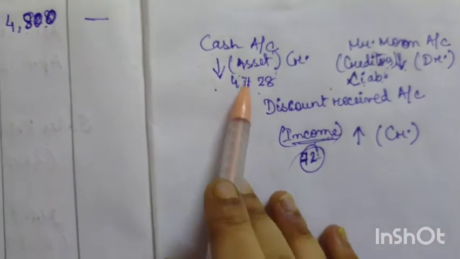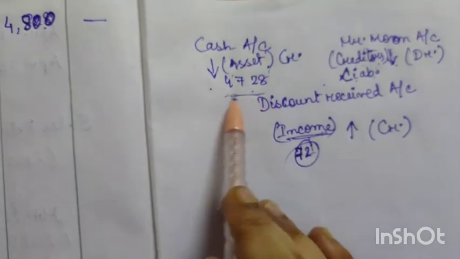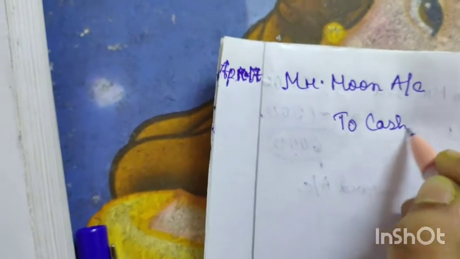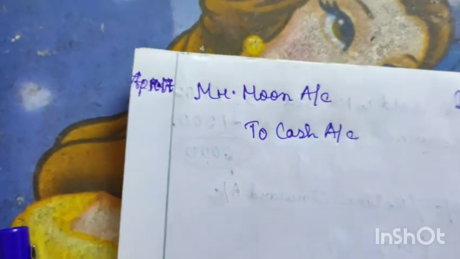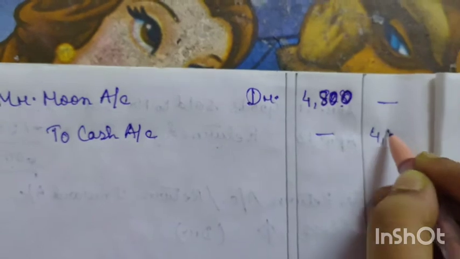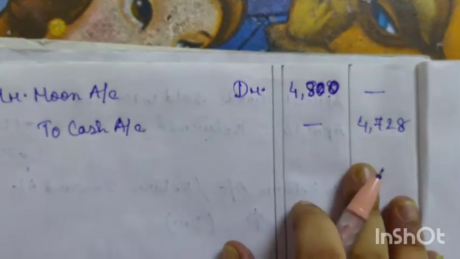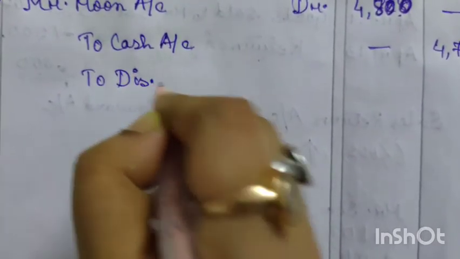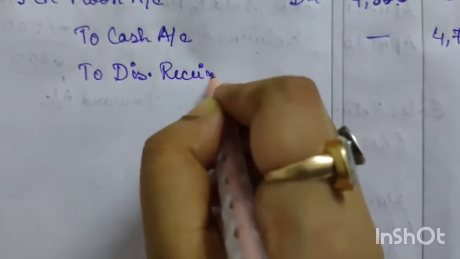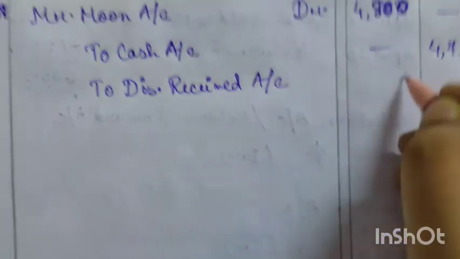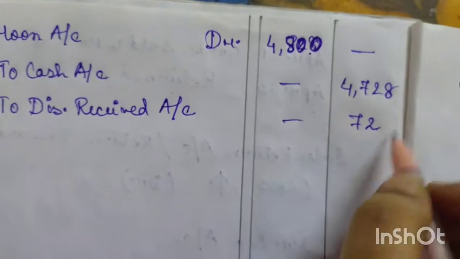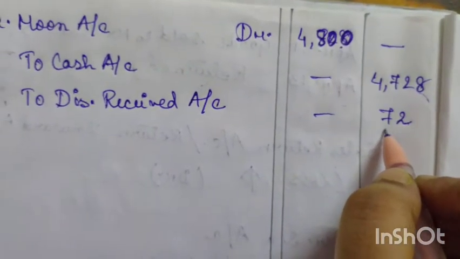Now which account is credited? Cash account is credited, not debited. So we will write here, to cash account. How much have we paid him? 4,728. Okay, and to discount received account 72 rupees. Okay, we have received the discount of 72 rupees.